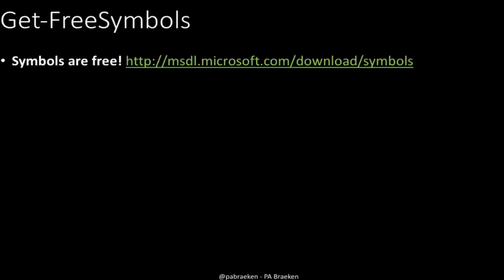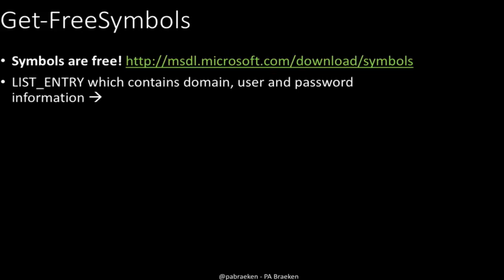So symbols are free. Microsoft publishes them for all versions of its tools, but also for its operating systems, from very old operating systems to the newest. And the symbol we will look for to get the password will be a list entry. The list entry is a double linked list entry, so each element is linked together in a circular way, and it will contain the domain, user, and password of people who are logged on the computer you will access.